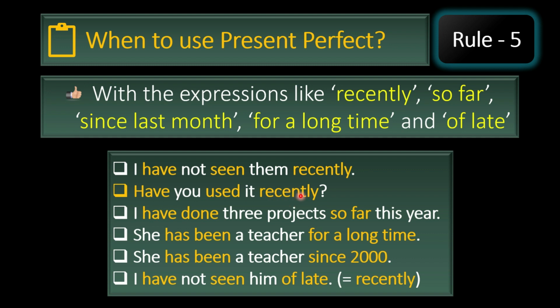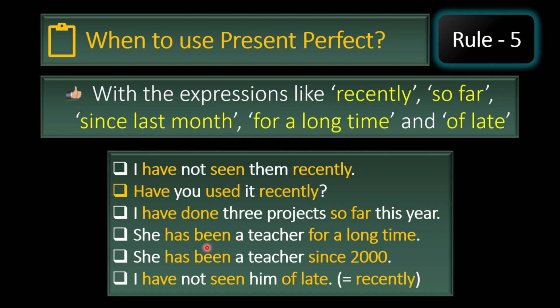Again, same word. I have done 3 projects so far this year. This year, and then again the key phrase here is "so far": until now, up to the time of speaking, up to now. I have done 3 projects. Have plus verb 3. She has been a teacher for a long time.